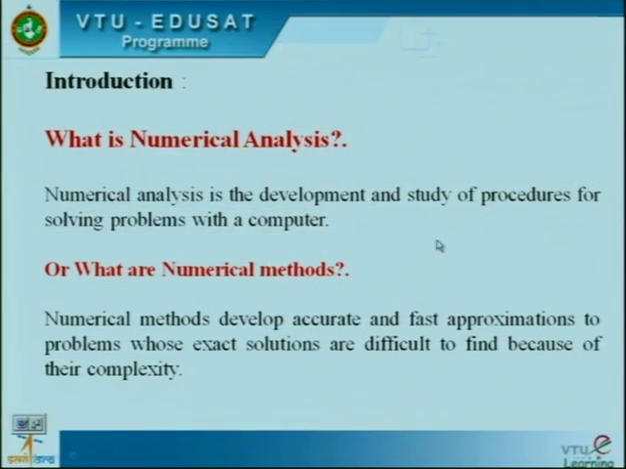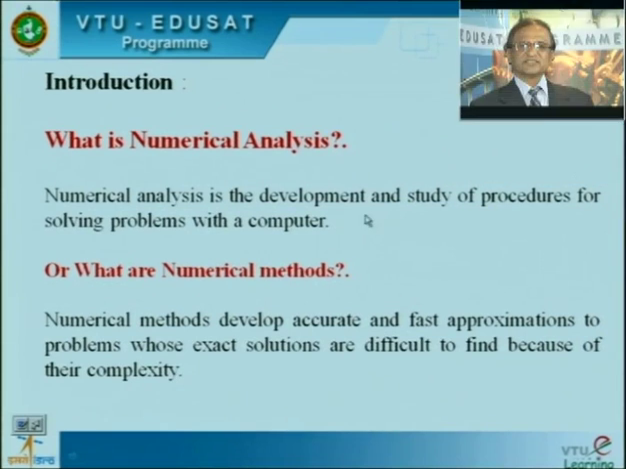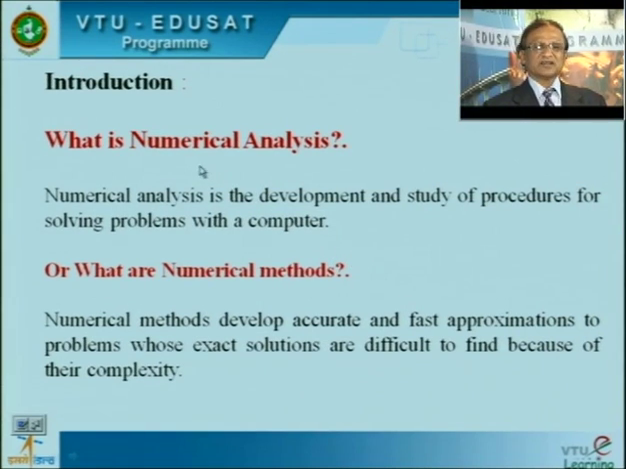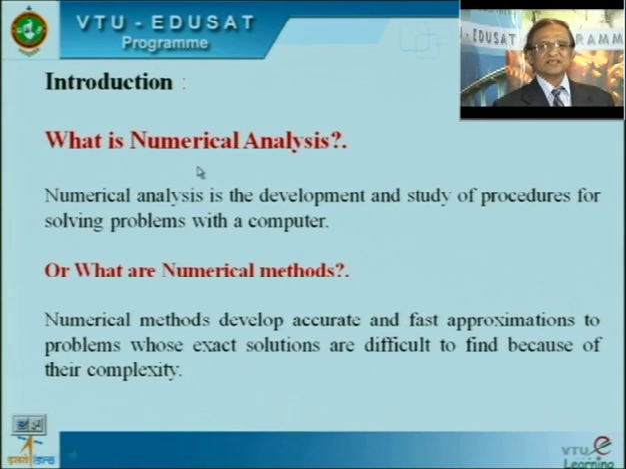Numerical analysis is the development and study of procedures for solving a problem with a computer. It means numerical analysis is about writing down a set of procedures. What is the first step? What is the second step? First I want to analyze the given problem. Then I want to split it. Suppose the given problem is complicated, then it can be split into a number of parts. Then I will find the solution by using a computer. That is why we say that it is a set of procedures.